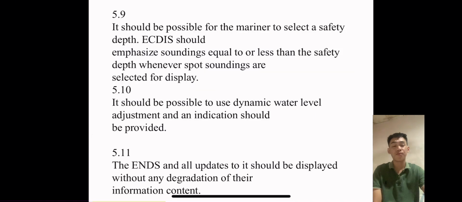For 5.9, it should be possible for the mariner to select a safety depth. ECDIS should emphasize soundings equal to or less than the safety depth whenever spot soundings are selected for display. For 5.10, it should be possible to use dynamic water level adjustment and an indication should be provided.